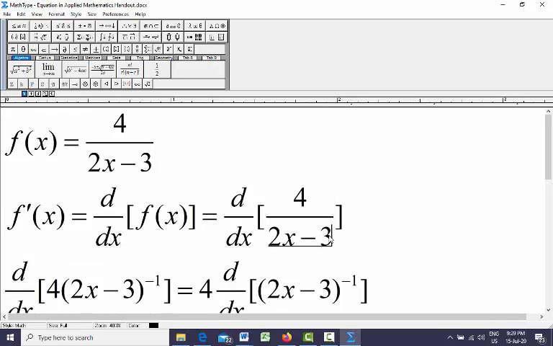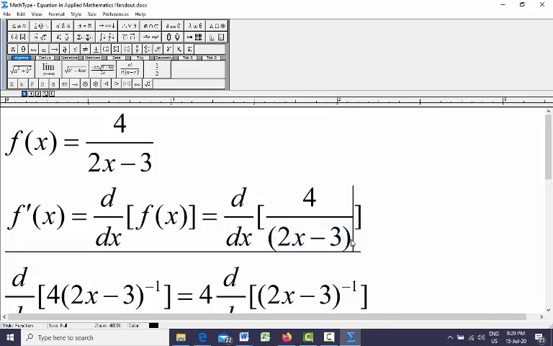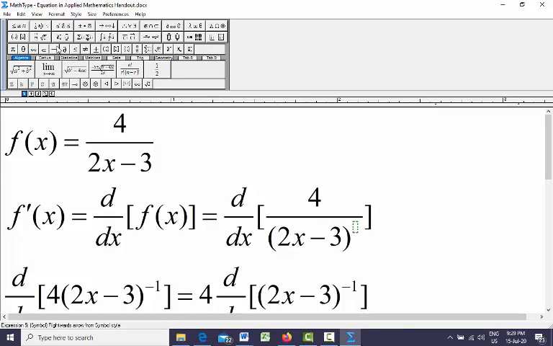We can put a bracket there. So as you can see, over this bracket, in the denominator we have this twice x minus 3, and on top of this bracket, we do not have any power. There is no power doesn't mean that there is no power. That means there is a power, which is 1, because power 1 we don't need to write it.